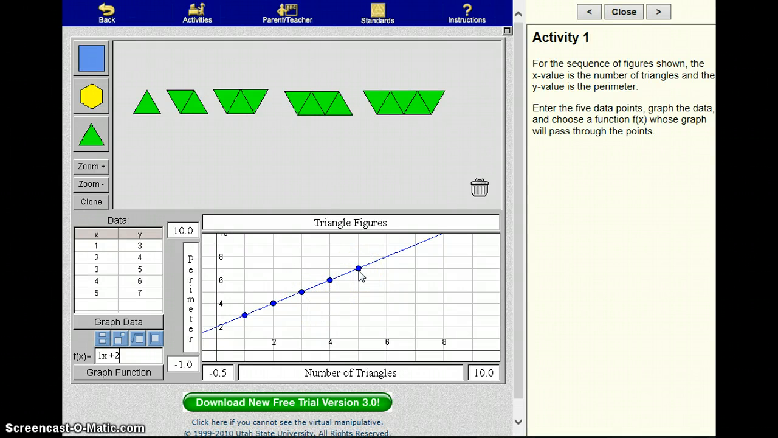The only data point that does not truly represent the real world is 0 triangles. If we had none, there's no way that the perimeter would be 2 because we don't have any triangles. Other than that, to fit this data, this line would fit all of these points.